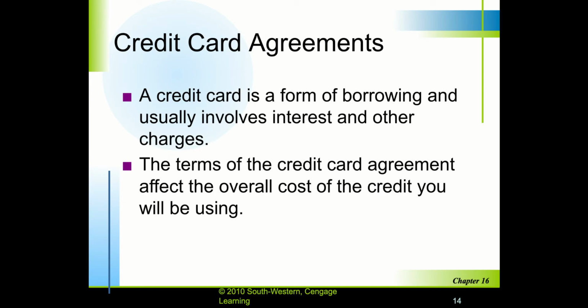A credit card is a form of borrowing that usually involves interest and other charges. So the terms of the card agreement affect the overall cost of the credit that you're going to be using. Some credit cards will have annual fees that you have to pay. They all have really high interest rates, but typically interest on credit cards doesn't kick in unless you aren't actually paying off the balance monthly as you go.